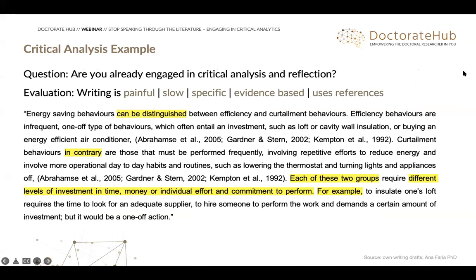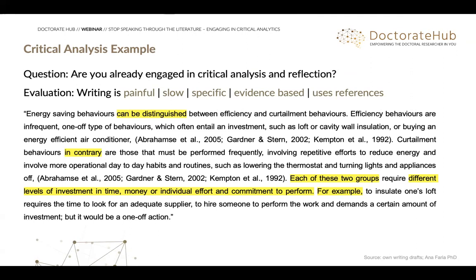Now, what is an example of critical analytical writing? It is painful, it is slow, it is specific, it is evidence-based, and it uses a lot of references. Now, let's look into this example. It's the same thesis work, which is by the way the work of Anna, who is also in the room. So if you have questions on how the development went, she certainly still will recall.